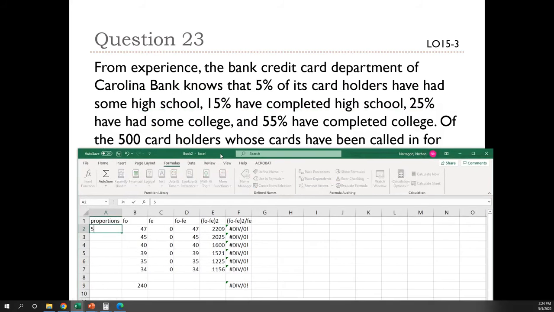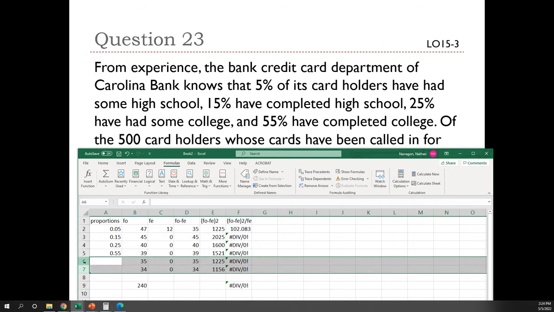we know we have 5, 50. Oh, we got to put them in percentages too. So 0.05, 0.15, 0.25, 0.55. So we're only left with 4, so we're going to have to adjust and remove these two.